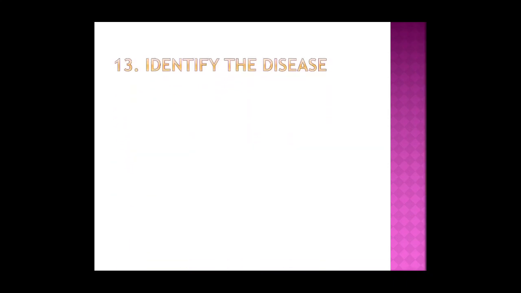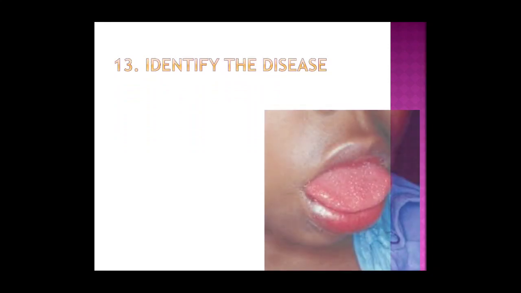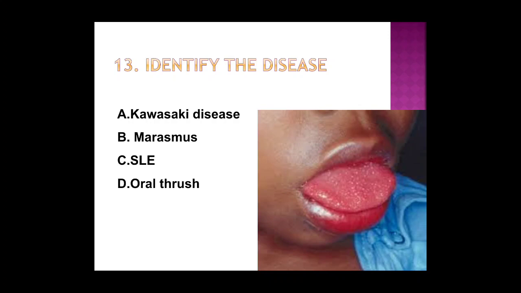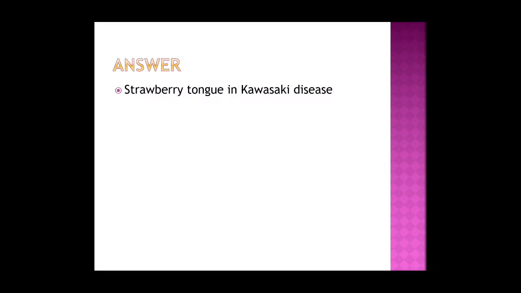Next question. Identify the disease. Options: Kawasaki disease, marasmus, SLE, oral thrush. Answer: Kawasaki disease. A peculiar feature is the strawberry tongue which is found in Kawasaki disease.